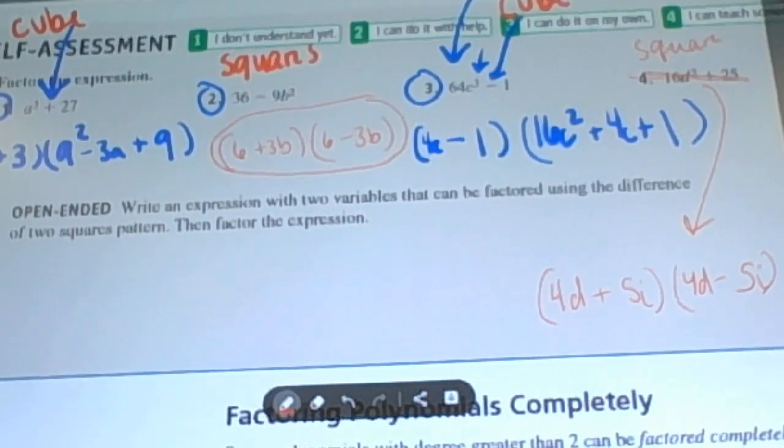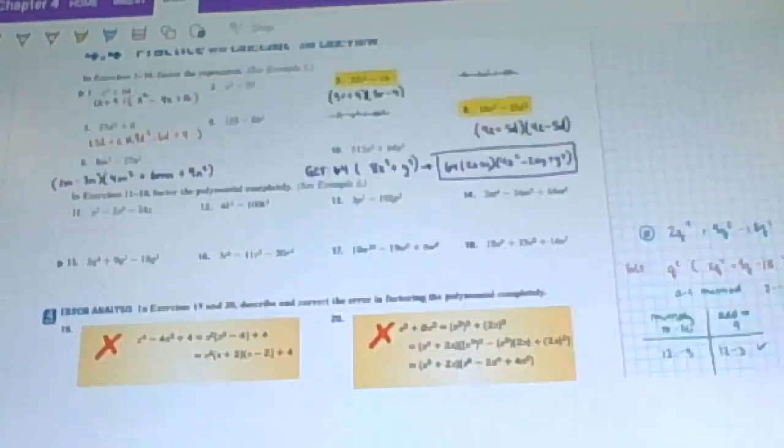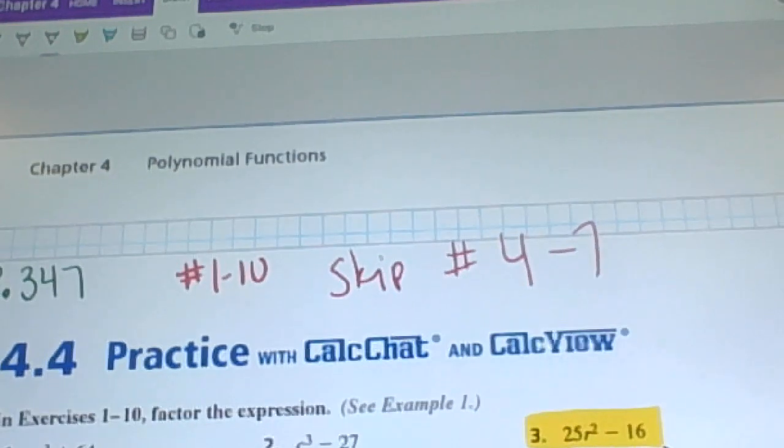Alright, so let's look at 1 through 10 on page 347. So you can cross out number 4 and 7. You don't have to do number 4 and 7. Skip 4, comma 7, not 4 through 7. Skip number 4 and 7.